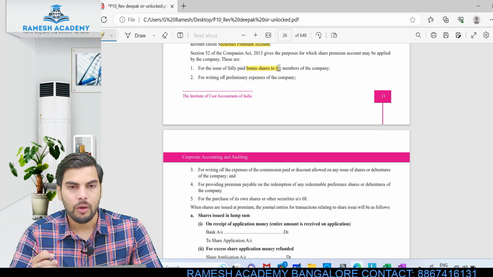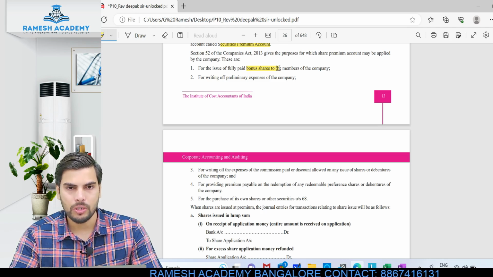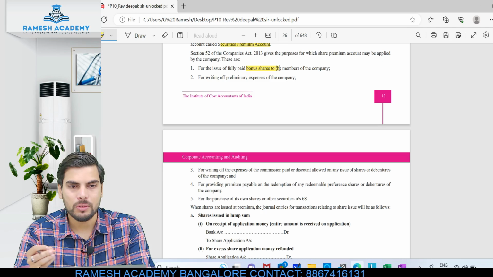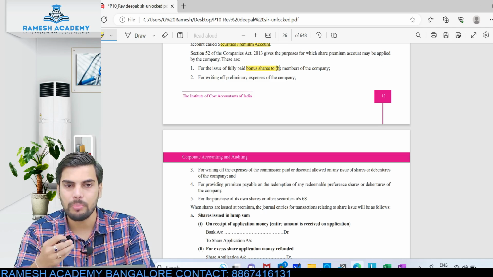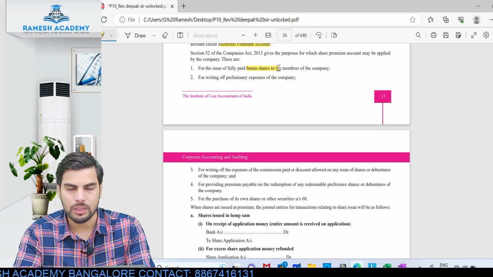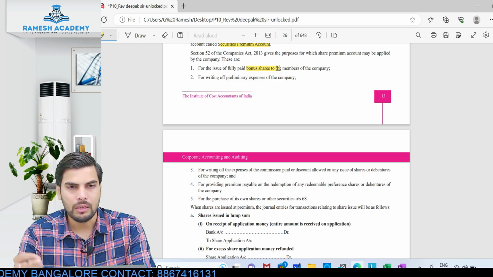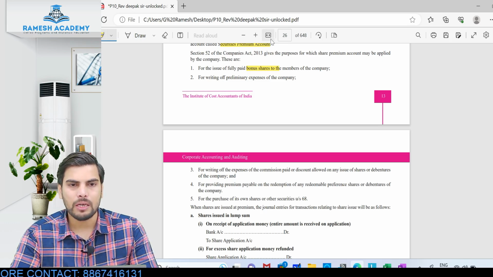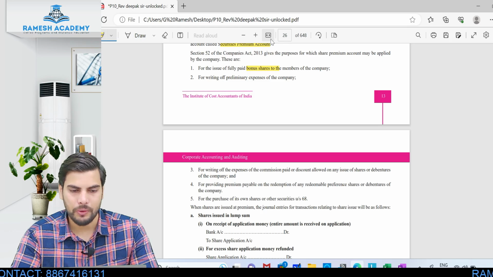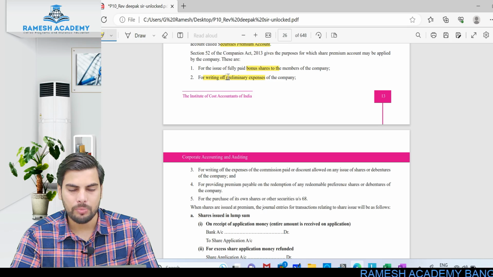And when it comes to bonus shares, what happens in case of bonus shares? In case of bonus shares, the company will be issuing the shares to the existing shareholders free of cost, that is, without consideration. The company will not be collecting any sort of money from the shareholders. Free of cost, the company will be giving some additional shares to the existing shareholders. So whenever the company is issuing these bonus shares, the balance in the securities premium can be used. The next thing is for writing off preliminary expenses. Whenever I need to write off these preliminary expenses, I can use this particular securities premium.